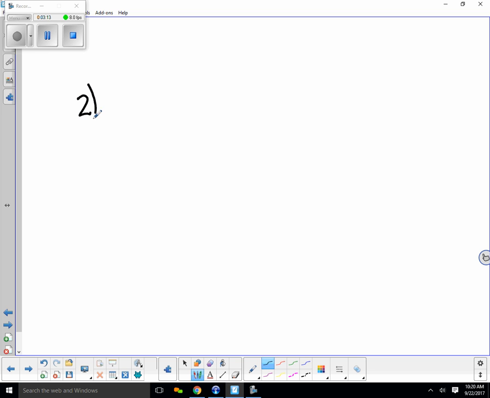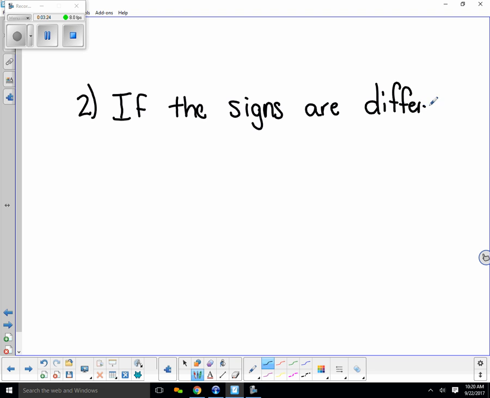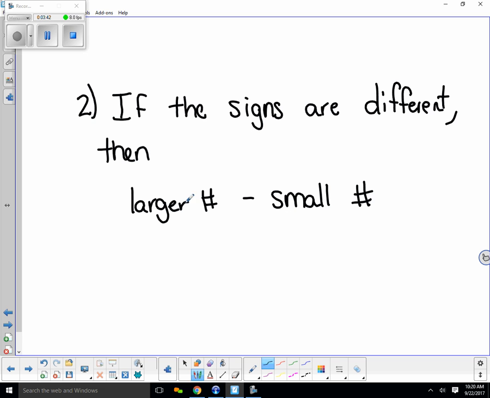The second rule for adding is if the signs are different. Then you're going to take the larger number and subtract the smaller number. And at this point, I'm going to ignore my signs, okay? So I'm going to put that underneath: ignore the signs. I'm just worried about my numbers right now.